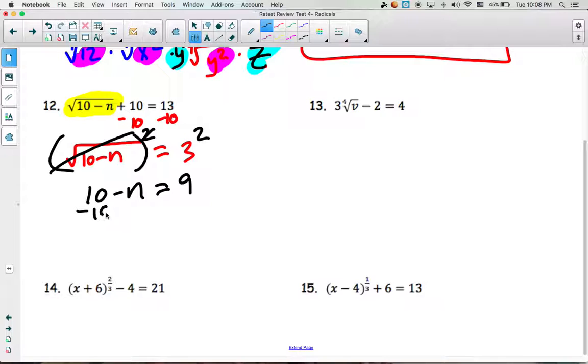I'm going to subtract 10 from each side. So it gives me negative n equals 9 minus 10 is negative 1. Divide by negative 1, and n will equal 1.